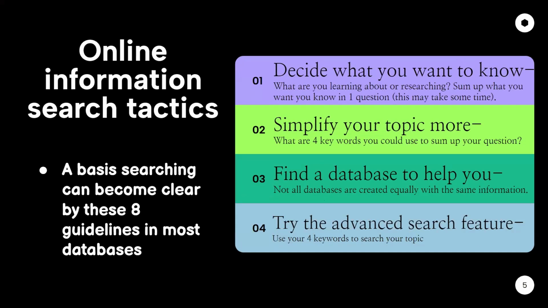So first, we're going to start with online information search tactics. And again, I came up with 8 basic guidelines, based on what we've learned throughout this class, that I think will make your search a little bit easier. So number one is really decide what you want to know. Again, this seems really, really easy. However, I do think this takes some time.